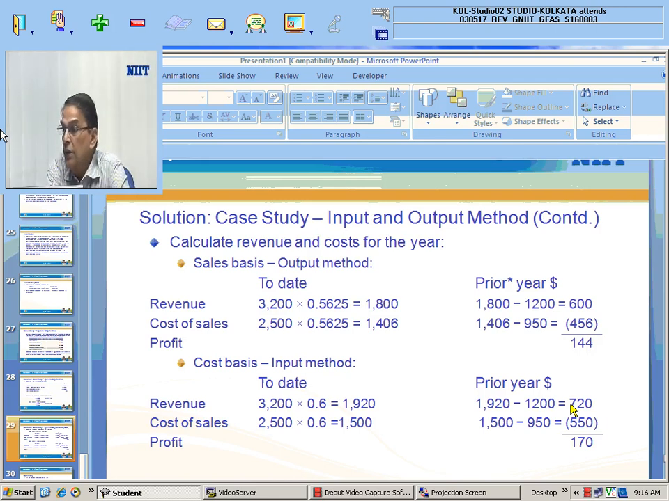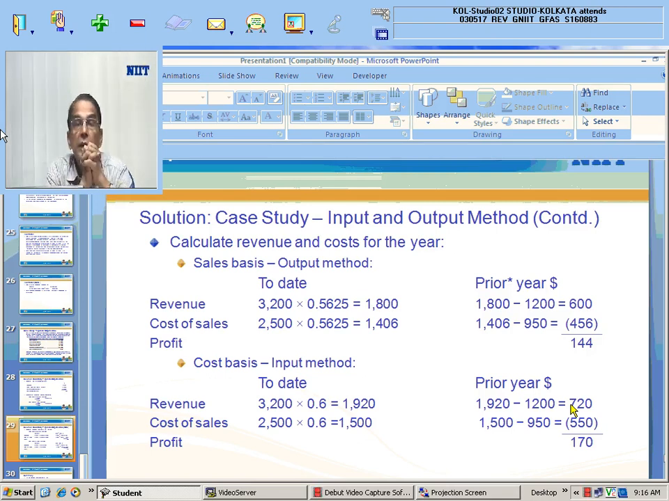Now since revenue recognized in the prior year was 1200, the revenue recognized for the current year will be 1920 minus 1200, that is 720, and the cost recognized in the prior year was 950, so the cost to be recognized for the current year will be 1500 minus 950, that is 550, and the difference will be the profit for the current year under the input method, that is 170.